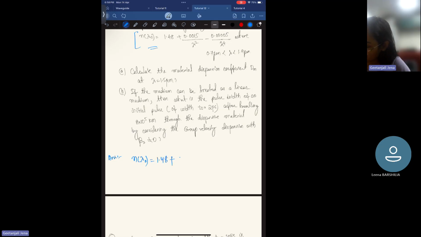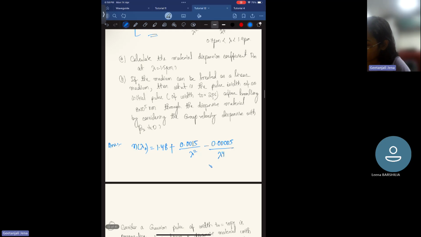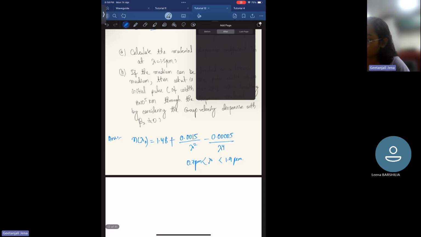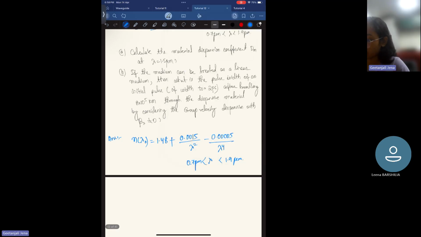n of lambda equals 1.48 plus 0.0015 lambda square minus 0.005 lambda to the power 4, where the range of lambda is from 0.7 micrometer to 1.9 micrometer. In the first part of the question, it is asking to calculate the material dispersion coefficient Dm at lambda 1.5 micrometer.